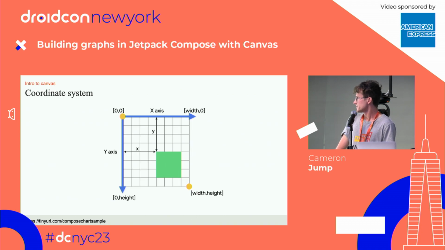So this is where it starts to get a little fun. So we have our coordinate system with 0, 0 being in the top left. And as we go down, our y values are going to increase. And as we go to the right, our x values are going to increase.